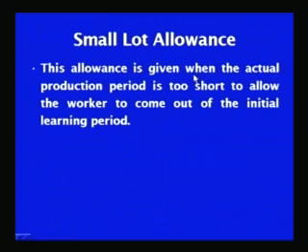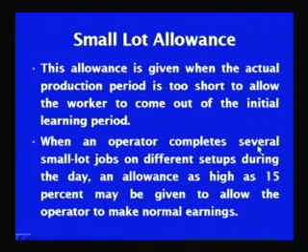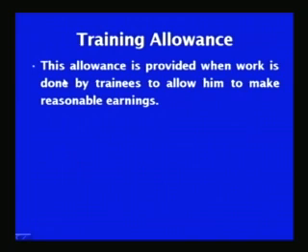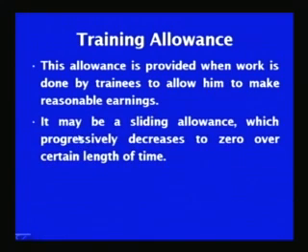So, this allowance is given when the actual production period is too short to allow the workers to come out of the initial learning period, and when an operator completes several small jobs on different setups during the day, an allowance as high as 15% may be given to allow the operator to make normal earnings to support their lives. The training allowance is provided when work is done by the trainees to allow them to make reasonable earnings. It may be a sliding allowance which progressively decreases to 0 over a certain period of time.